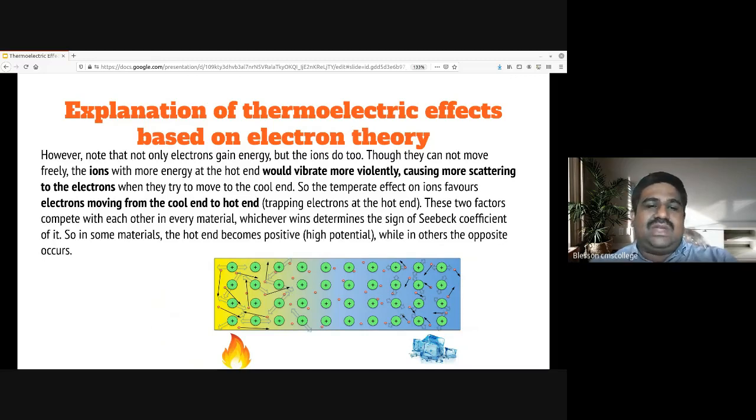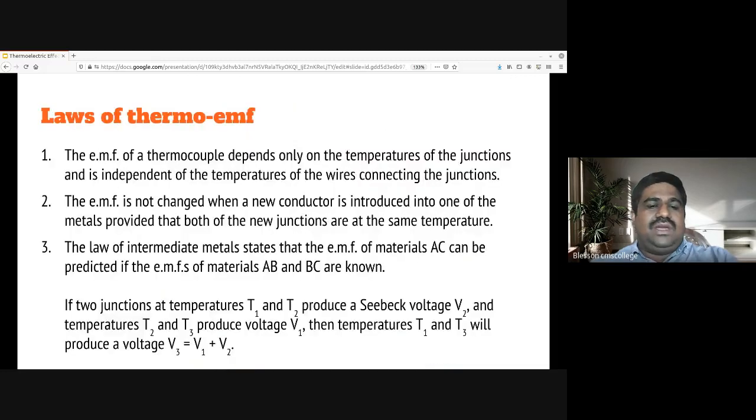So this is a brief explanation of the thermoelectric effect. Now we will discuss briefly the laws of thermo EMF. As I have mentioned, the thermo EMF depends on the temperature of the junctions. It is independent of the temperature of the wires which connect the junctions. So we are not at all bothered about the connections, we are bothered only about the junctions. We have two metals and they may be connected by different wires which are kept at different temperatures, but we are not bothered about that. We are interested only in the temperature of the junctions.